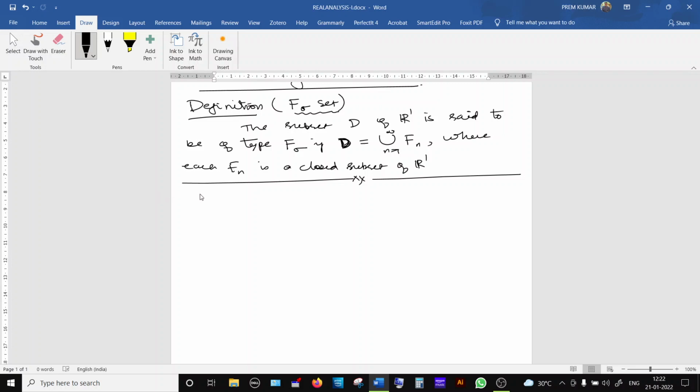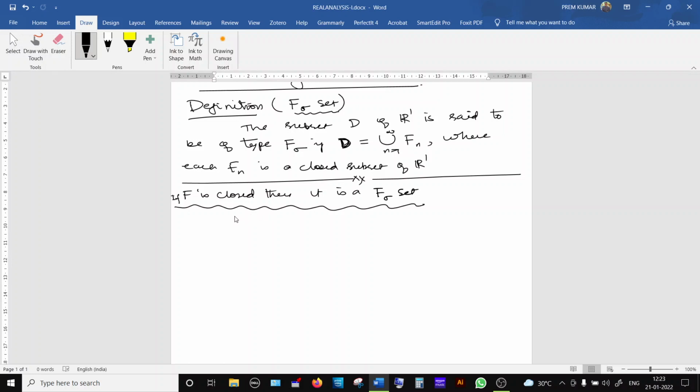Now what happens if F is a closed set? Then it is an F sigma set. How is it an F sigma set? How is this statement true? Now what is an F sigma set? It can be written as a union of closed sets.